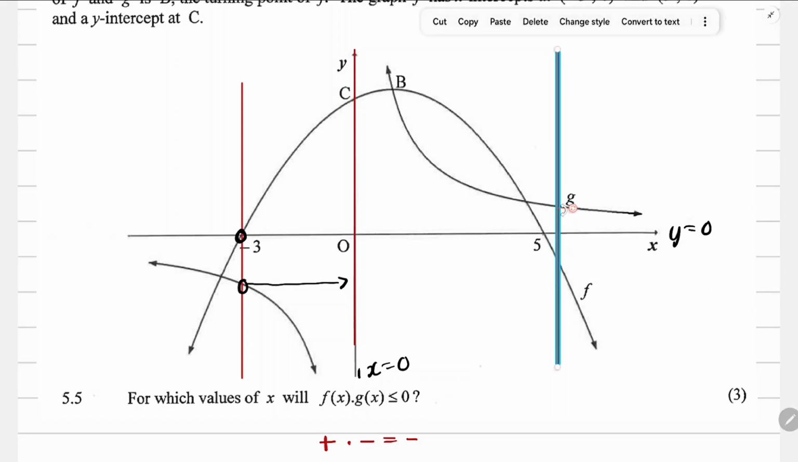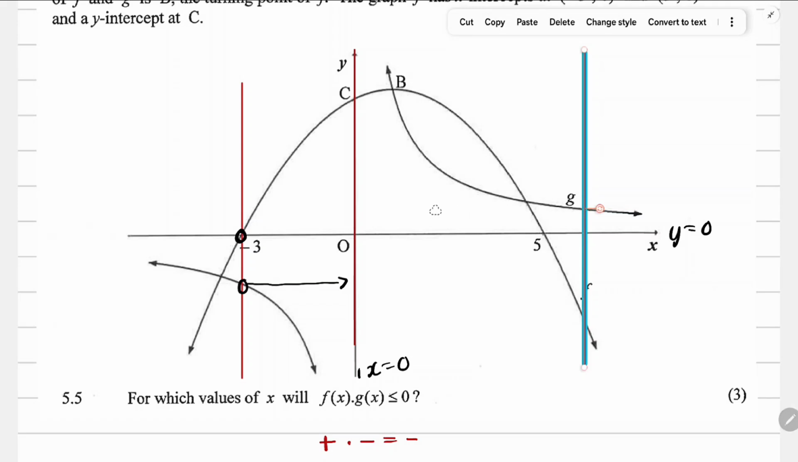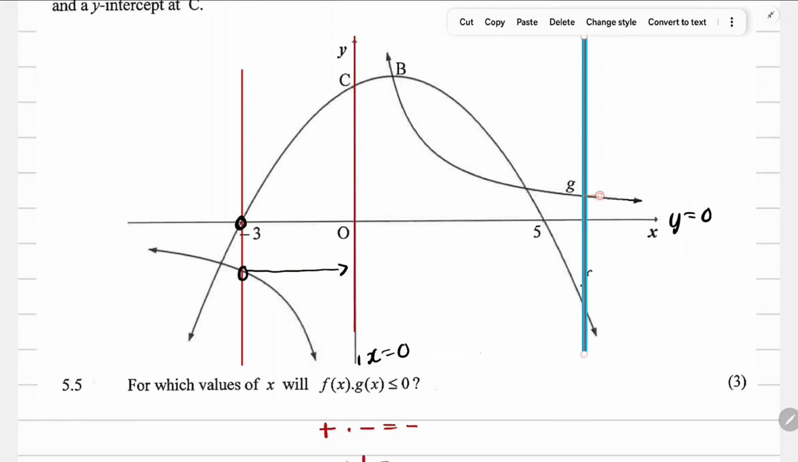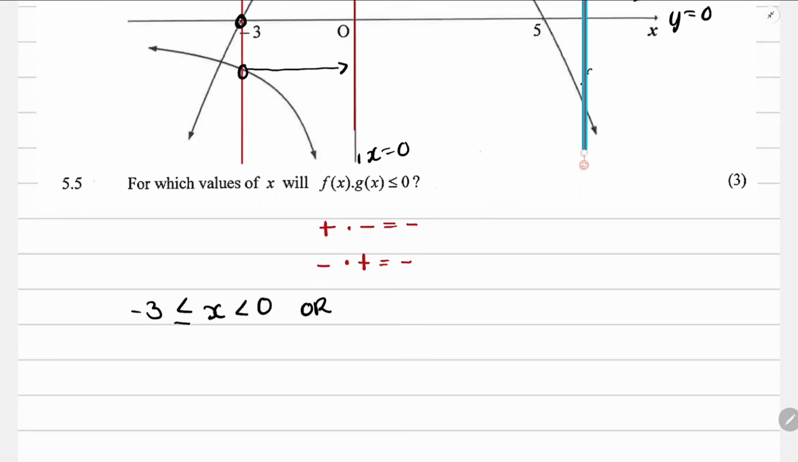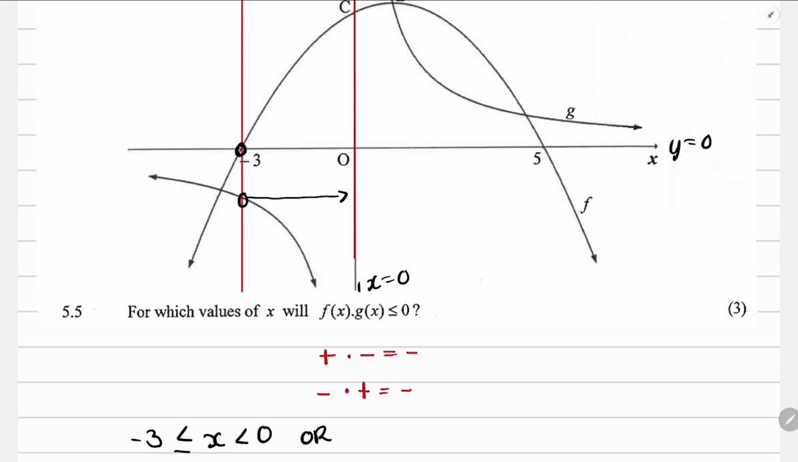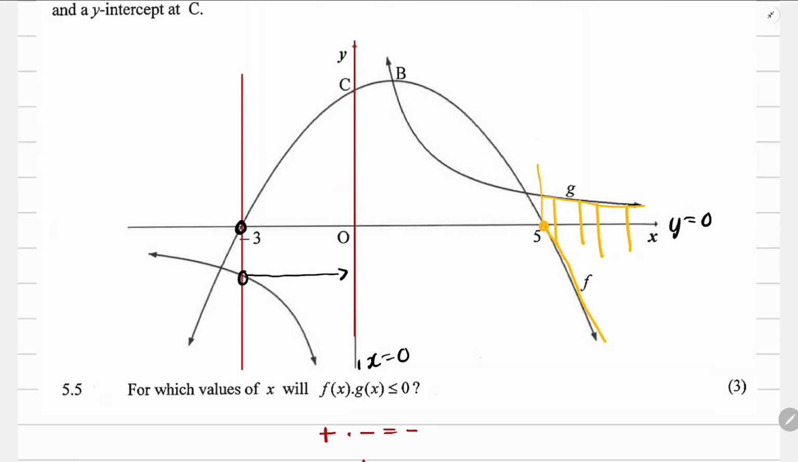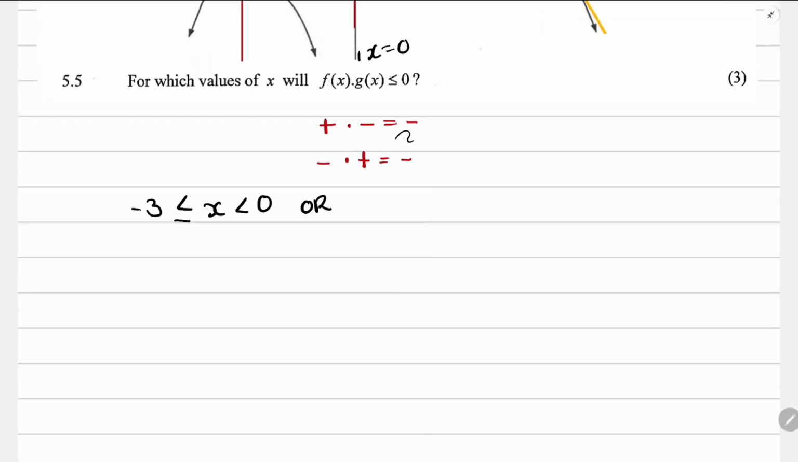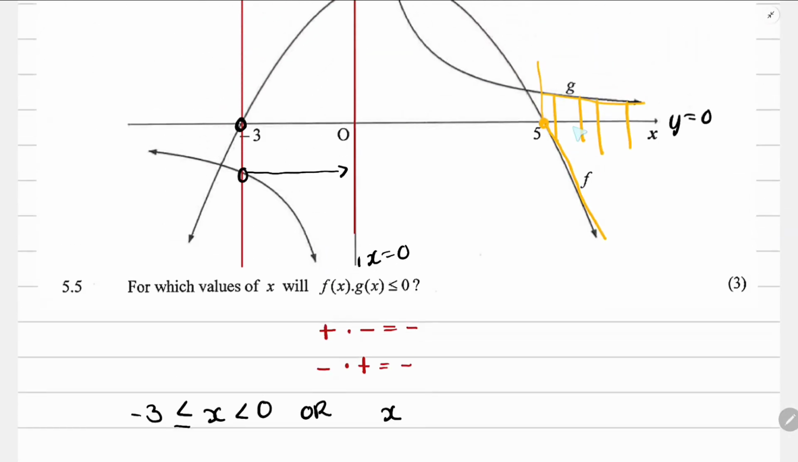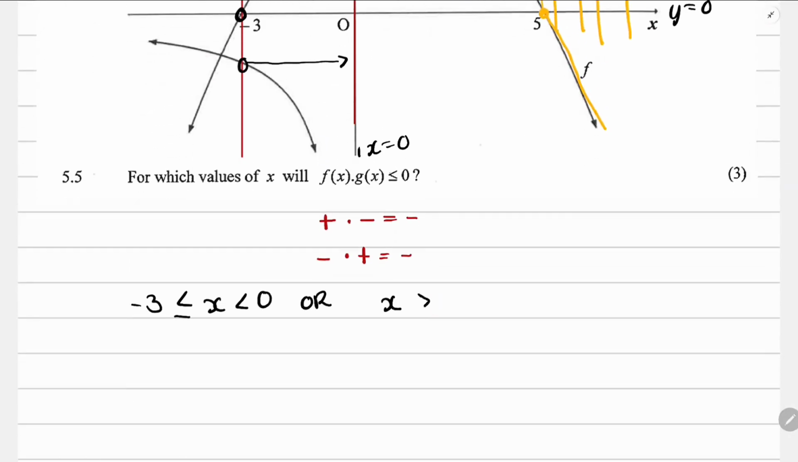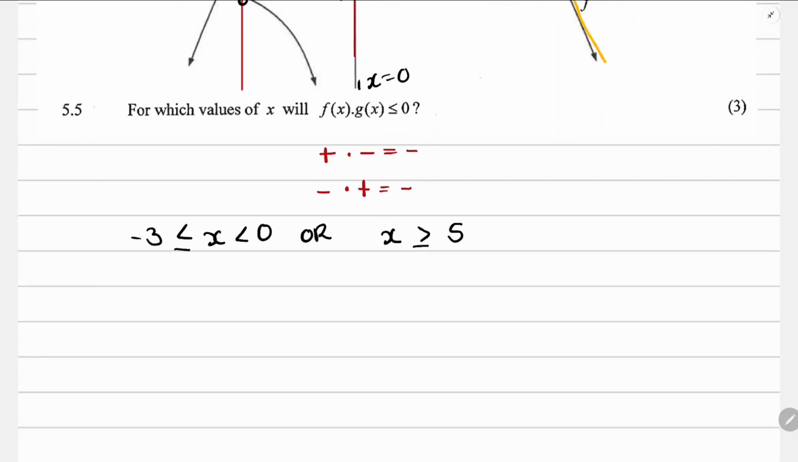And then when you go beyond 5, look at what happens. You have a positive y value for g and a negative y value for f. It keeps on being a positive y value for g and a negative y value for f, which is what we're looking for as well, positive and negative. So it means that it starts working here at 5 and then everything else for that same x value. So everything here. Okay, so that means x values are greater than or equal to 5. So that will be the answer there.